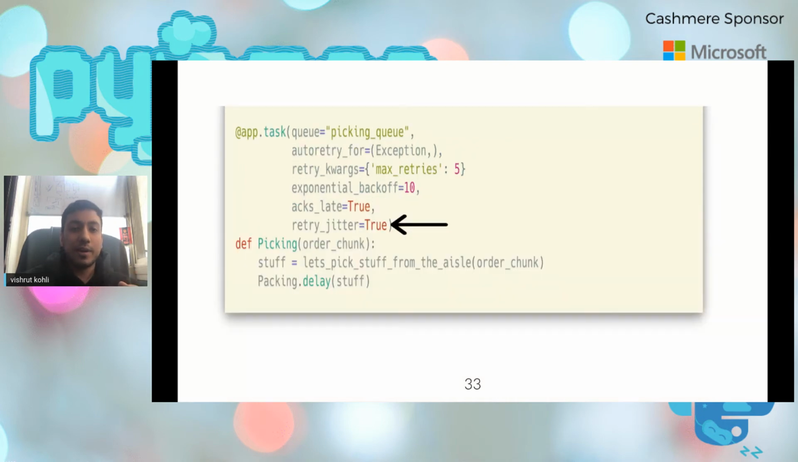And the last argument is retry jitter equal to true. This param is used to add some kind of randomness to the system. So let's assume we have a concurrent system and there are chances two tasks are trying to access the same database resource. When they execute, they will form a deadlock and fail.